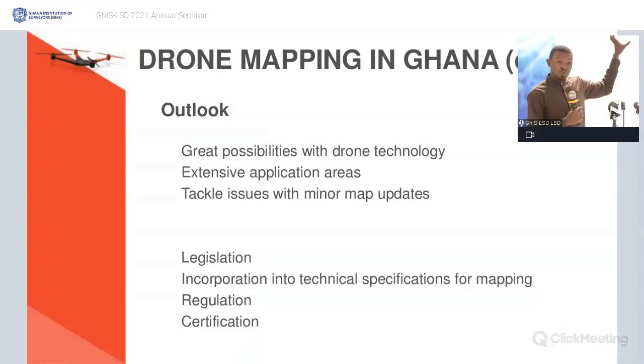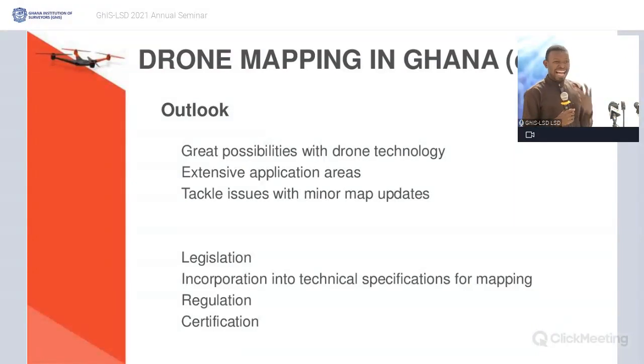So I've grouped the outlook in 2 parts. The next part has to do with regulation, so we look at legislation. That is where the second part of my presentation will focus. Importantly, we have to incorporate this technology into our technical specifications or technical guidelines for mapping. Fortunately, there is a committee working on this, so it will be incorporated there. And then certification. I'll show you the next slide. We'll talk about certification and regulation by the agency that controls our airspace.